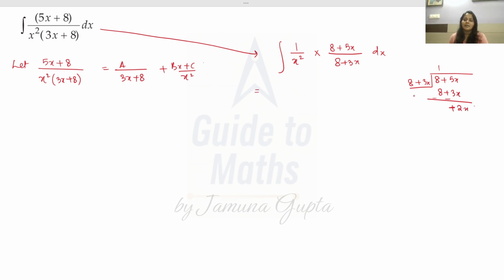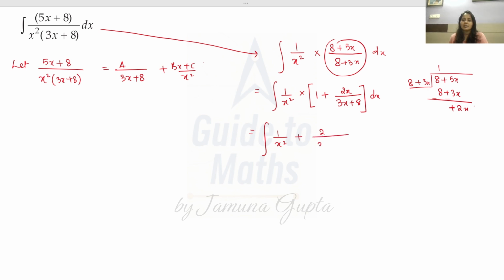So can I write this division as the quotient is 1, plus the remainder is 2x divided by the divisor is 3x plus 8, division algorithm. Now if you multiply by 1 by x square, it will become 1 by x square, and the other one will become 2 by x into 3x plus 8.